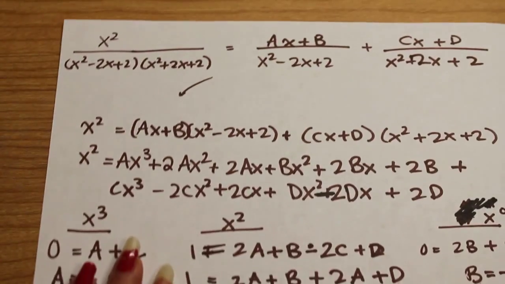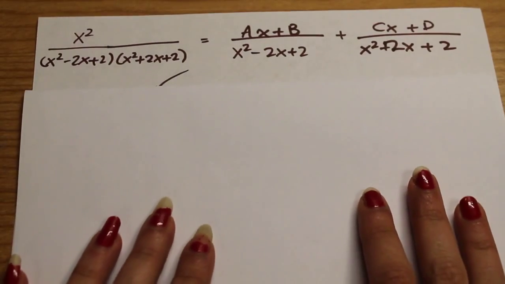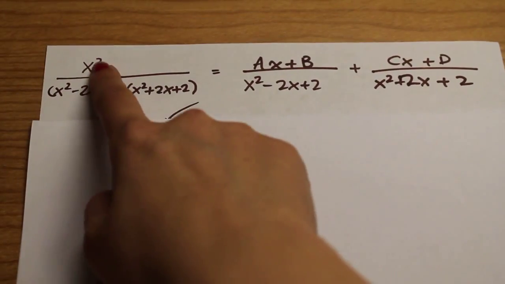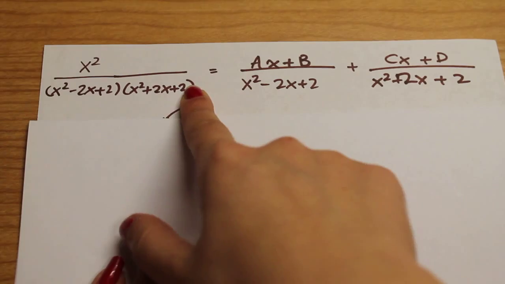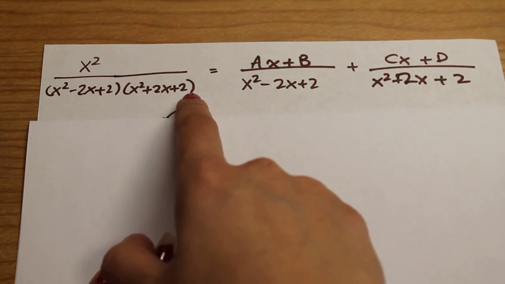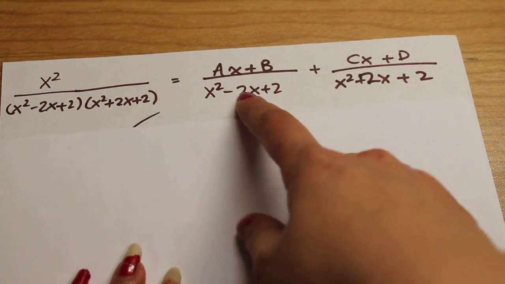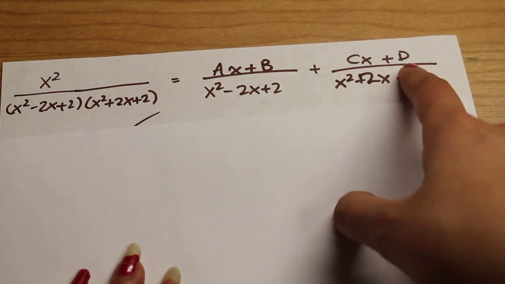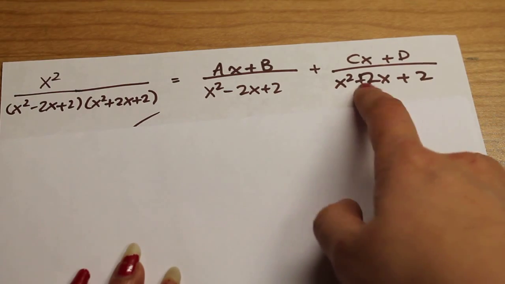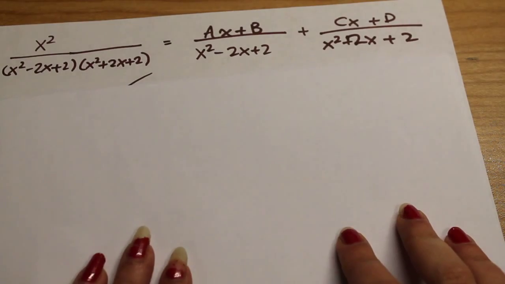So I set up the equation like this. I have x squared over that entire (x squared minus 2x plus 2) times (x squared plus 2x plus 2) is equal to (ax plus b) over (x squared minus 2x plus 2) plus (cx plus d) over (x squared plus 2x plus 2). Okay.